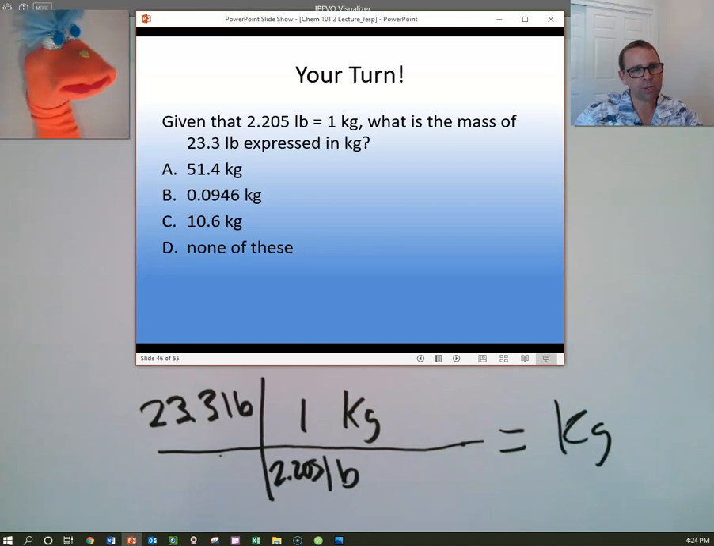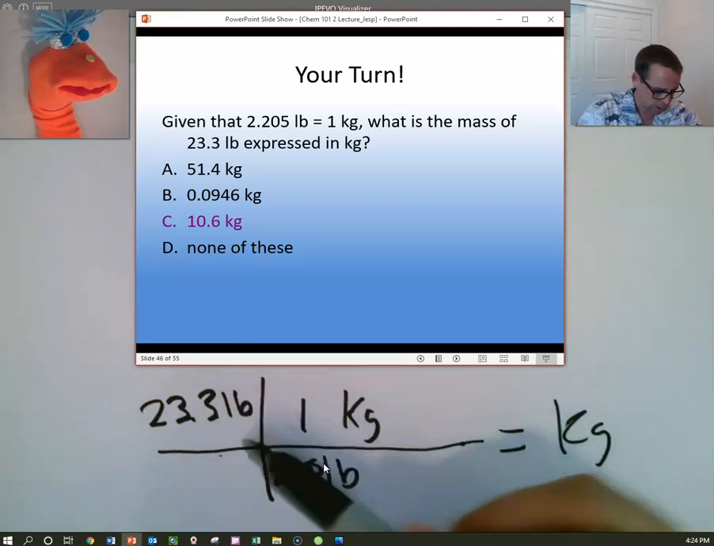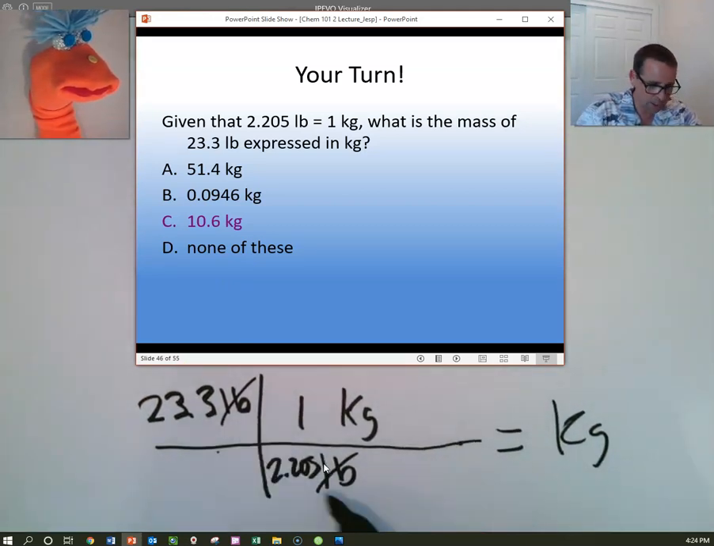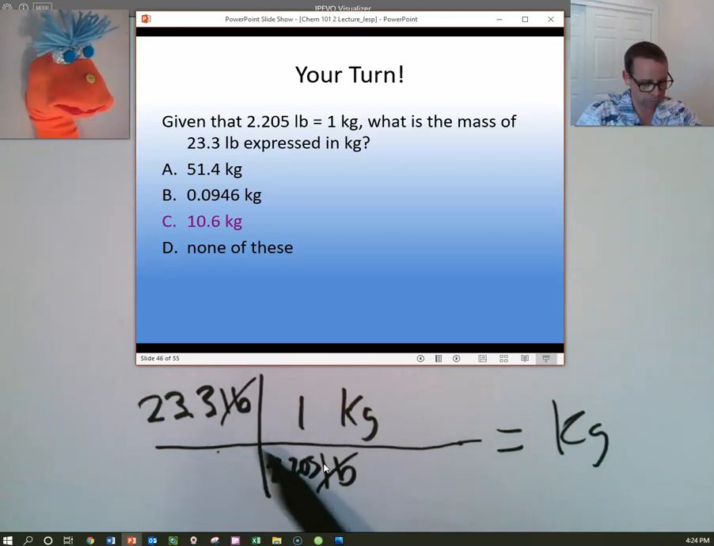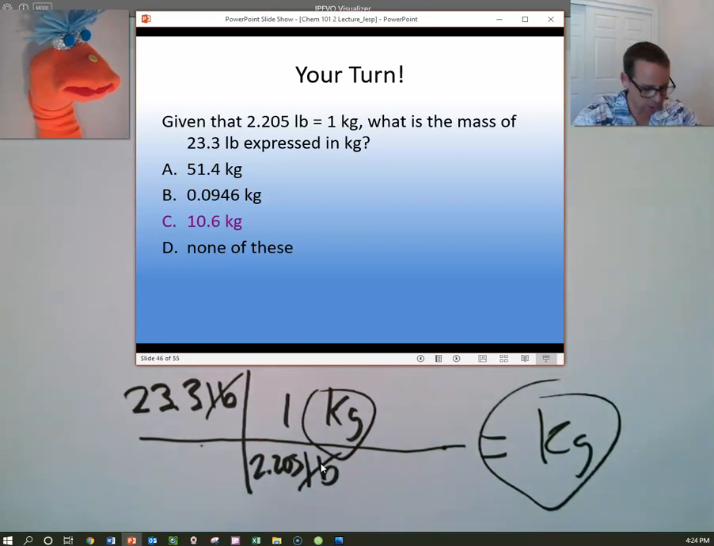Now what do I do? Take the 23.3 and divide by 2.205. And that should be your answer. Okay, very good. If we do that in the calculator, we should get our 10.6 kilograms. It's 23.3 divided by our 2.205. Now, again, we can see that the pounds do drop out, and I'm left with the units that I want. So that's how I know that I'm doing the right kind of math.